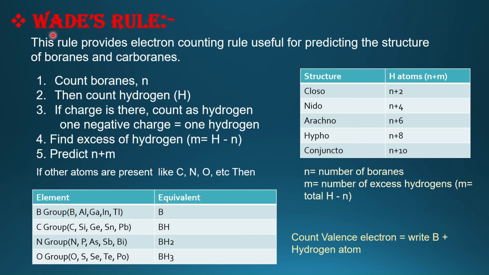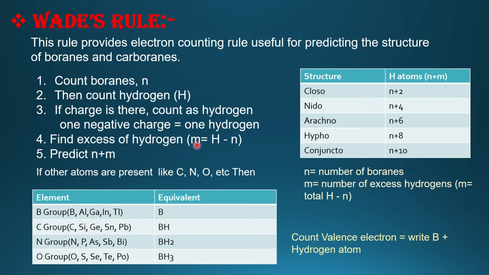Next comes Wade's rule. This rule provides an electron counting rule useful for predicting the structure of boranes and carboranes. First, count the borons, denoted as n. Then count the hydrogens. If a charge is there, count it as hydrogen: one negative charge is equal to one hydrogen. Then find the excess hydrogen.